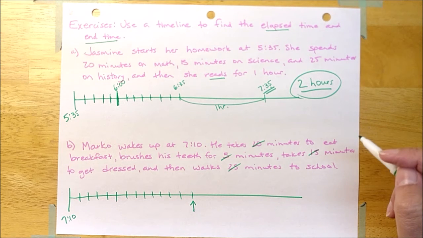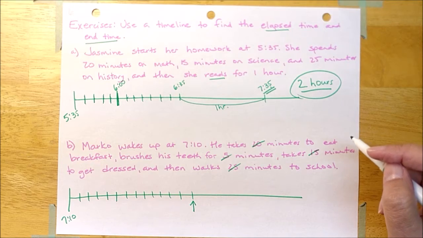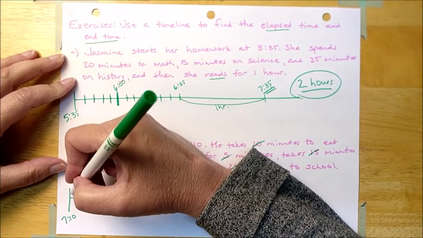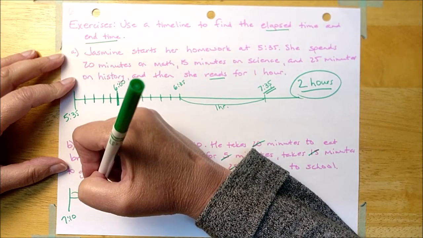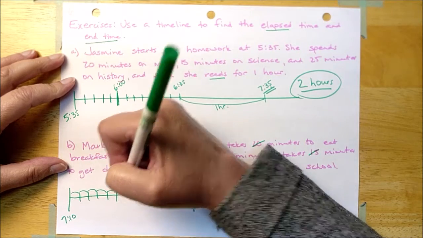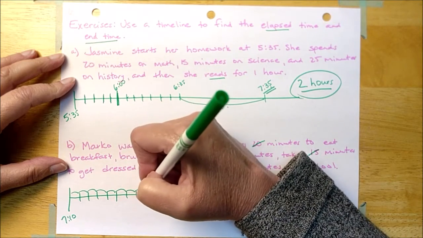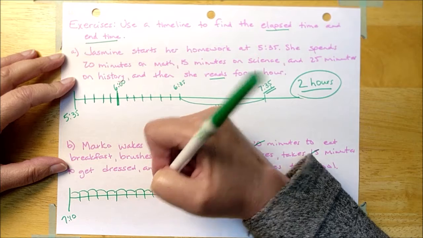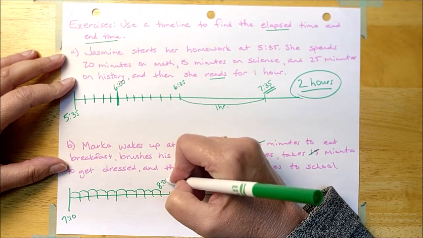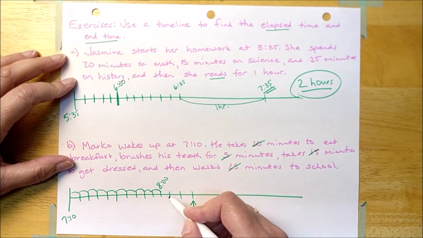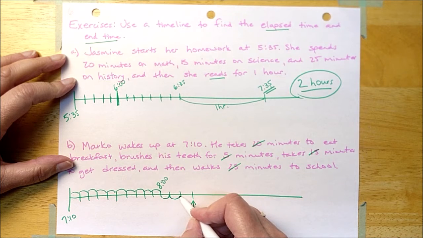So I'm going to start adding until I get to the nearest hour. So that's 15, 20, 25, 30, 35, 40, 45, 50, 55, an hour. So this is 8 o'clock. And then after the hour, I've got 5, 10, 15.